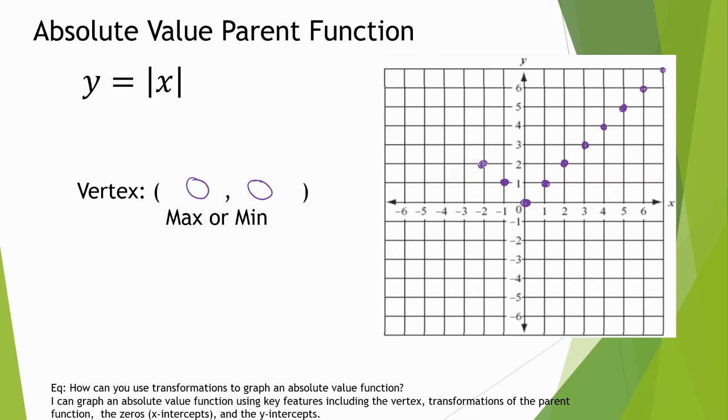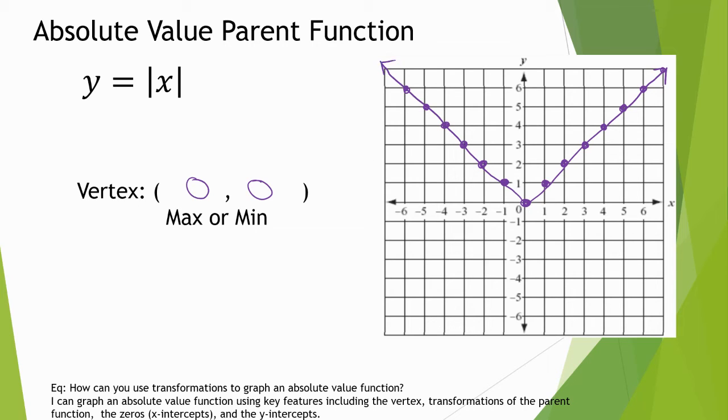And this one's going to be the same thing. And when in doubt, you're not sure, plug in numbers. When in doubt, plug it in and figure it out. So if we plugged in -5, the absolute value of -5 would just be +5. And we're going to connect those dots. So that is the parent function of an absolute value.